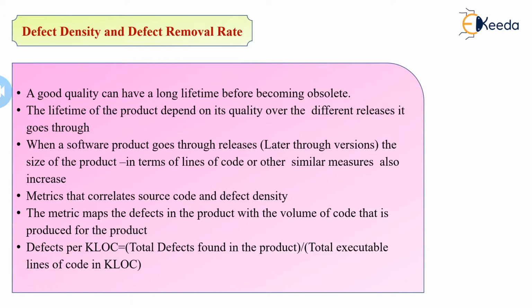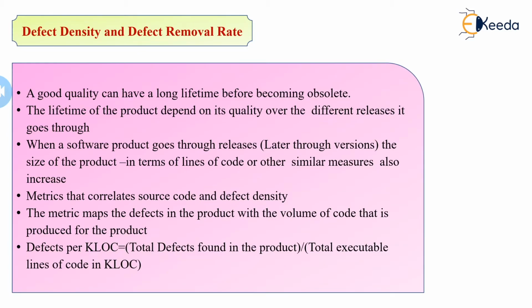Sorry. A good quality product can have a long time before becoming obsolete. The lifetime of the product depends on its quality over the different releases it goes through. Software quality is maintained while it is in use, but once it starts diminishing and becomes obsolete, it goes out of the shelf. When a software product goes through multiple versions, the size of the product in terms of code increases.